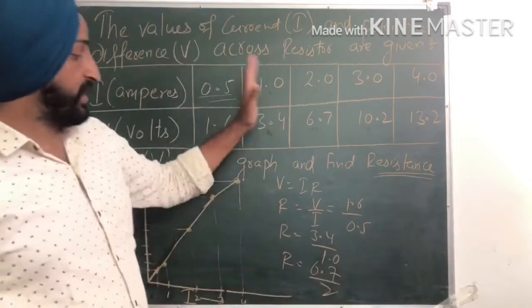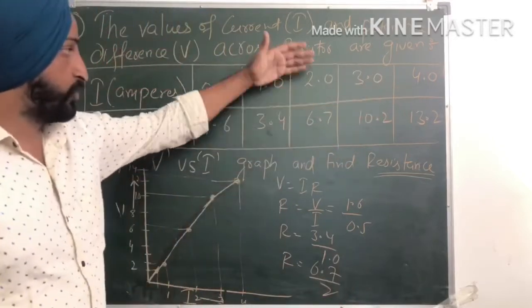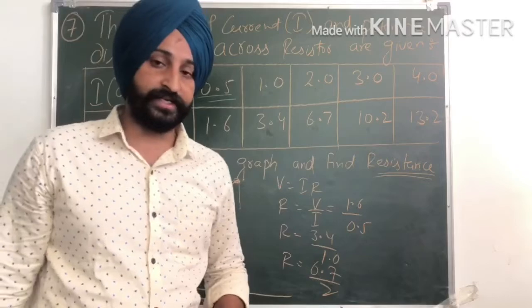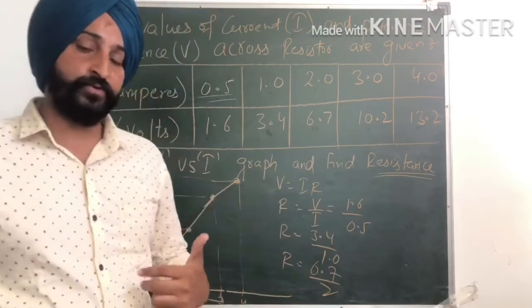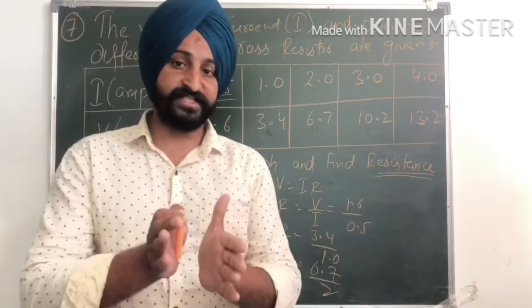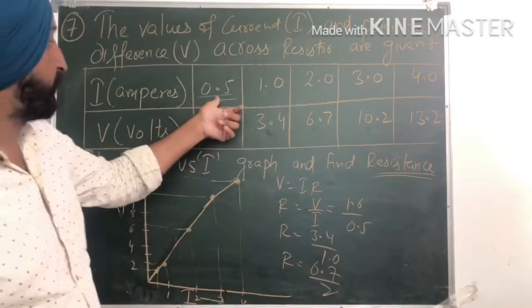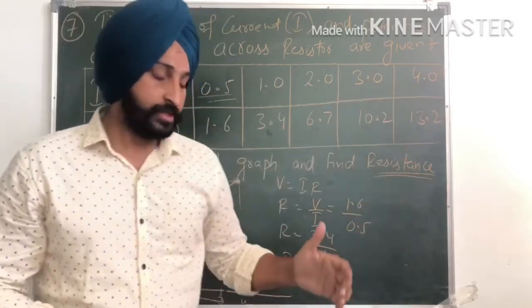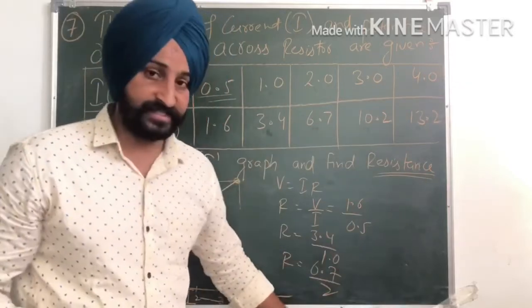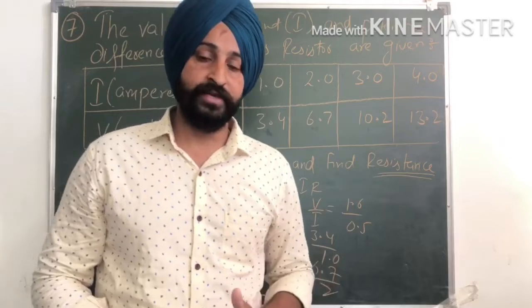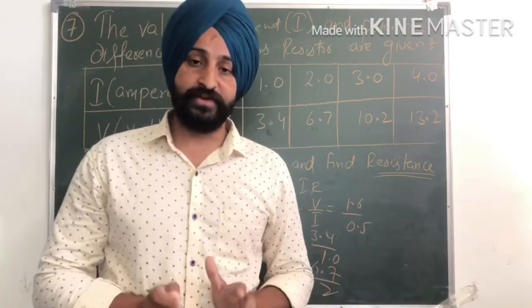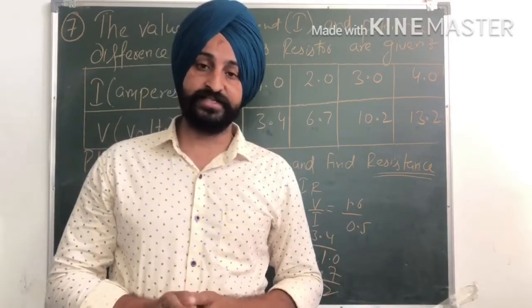So in this way, you can calculate all these resistances from different values given in the table. And in the end, what you have to do is add all these resistances and divide by the number of values. The number of values over here are 1, 2, 3, 4, 5. So in the end you will be adding all these resistances and dividing this by 5, and you will get an average value of resistance. So that is the question.